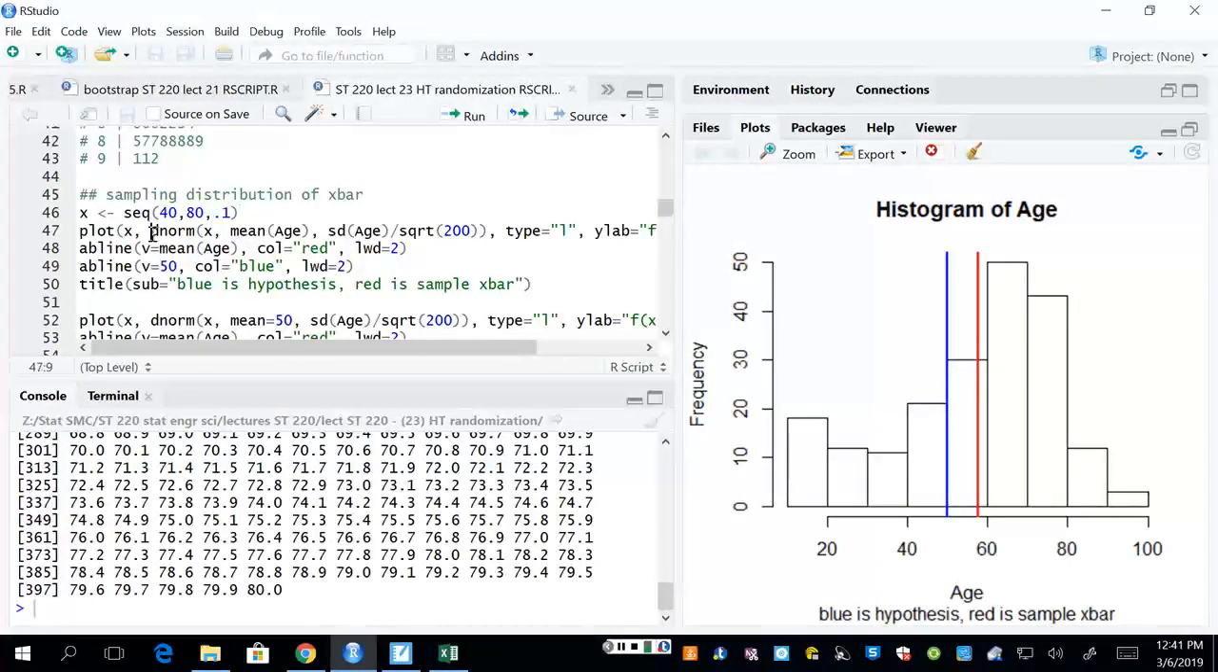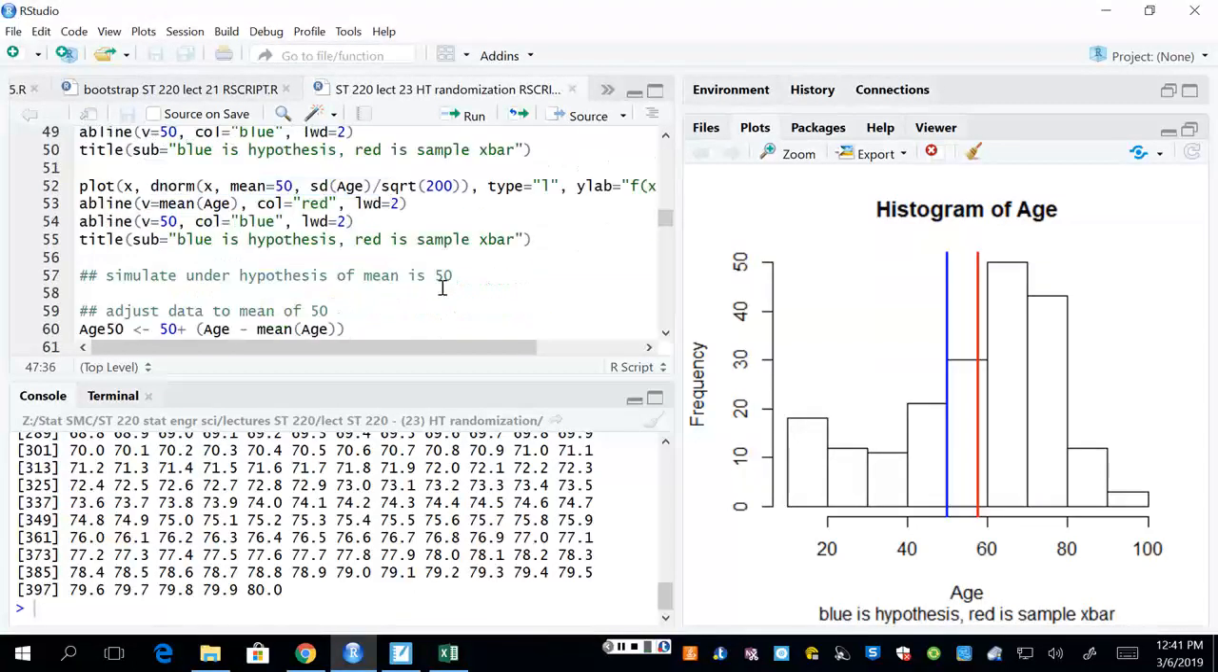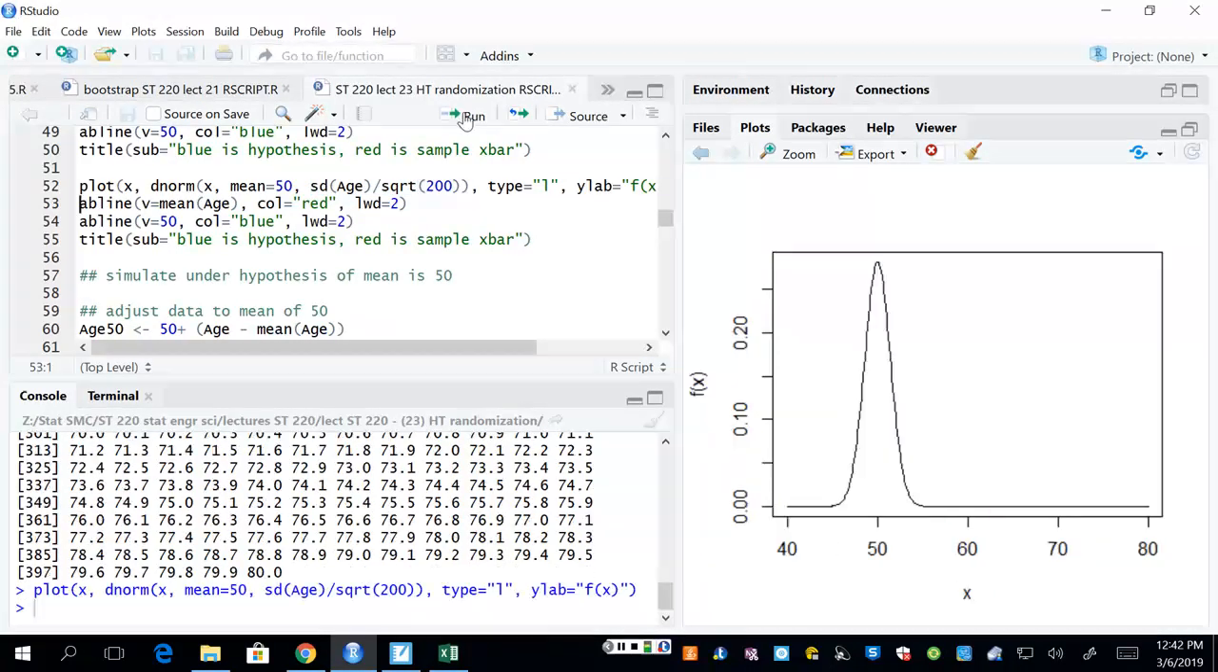If we plot the density, let's do the second one first. This dnorm is the density of a normal. So this is the height of a normal curve at these x's with a mean of 50 and a standard deviation that's s over the square root of n. That plot is here. That's the plot of the distribution of X bar.